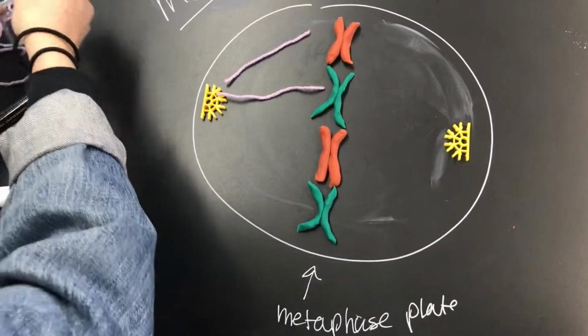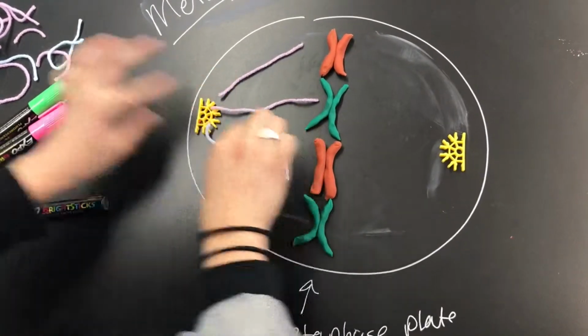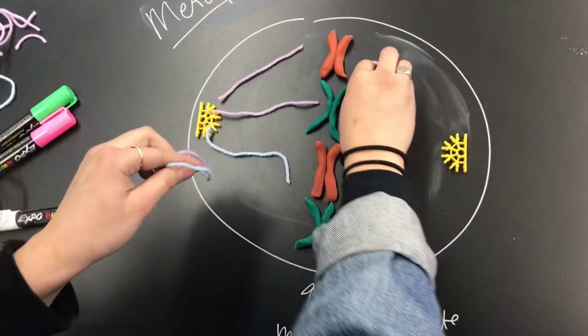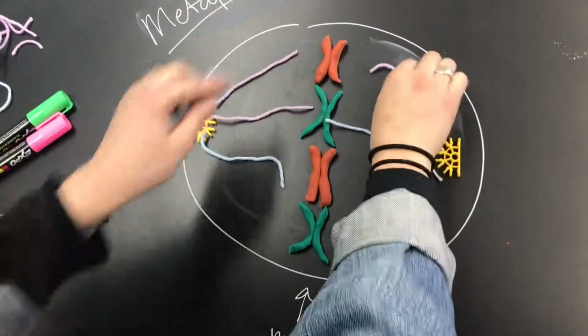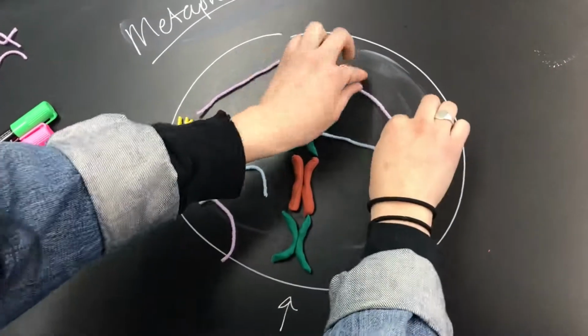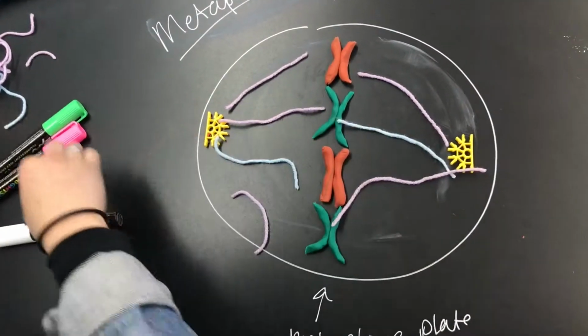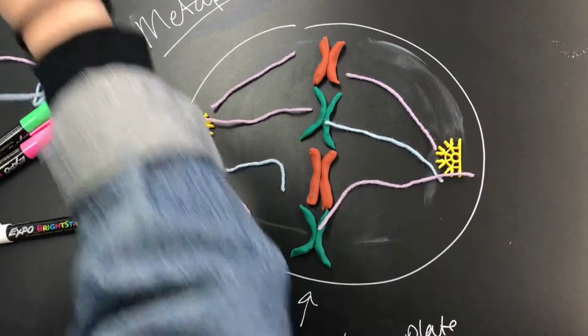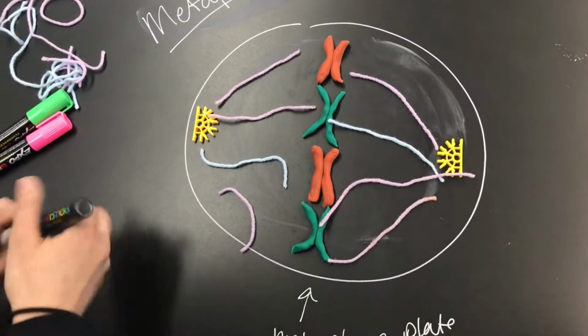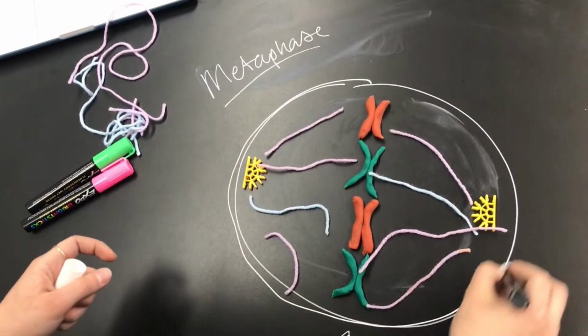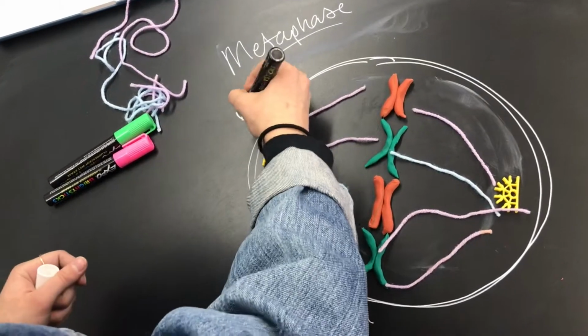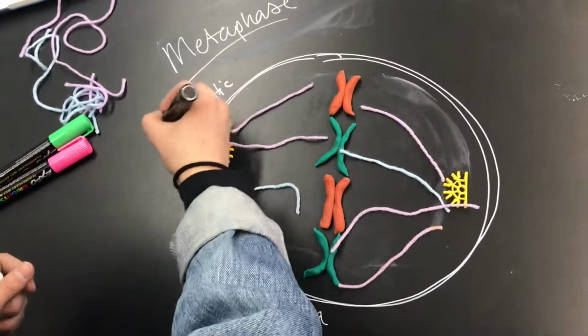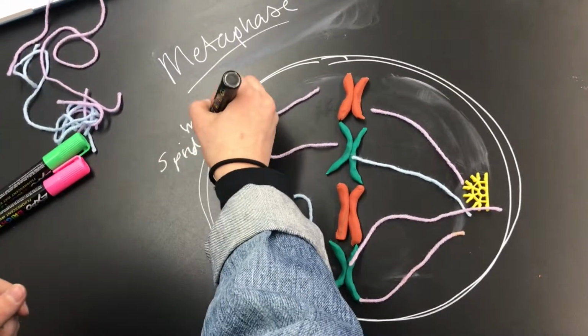Then, replicated chromosomes have walked along spindle fibers. They are attached via the motor proteins in the centromere's kinetochore to the middle, or metaphase plate, which will be labeled here, of the cell. They are in a nice straight line. That's how you know it's metaphase. Finally, the nucleus is no longer visible.